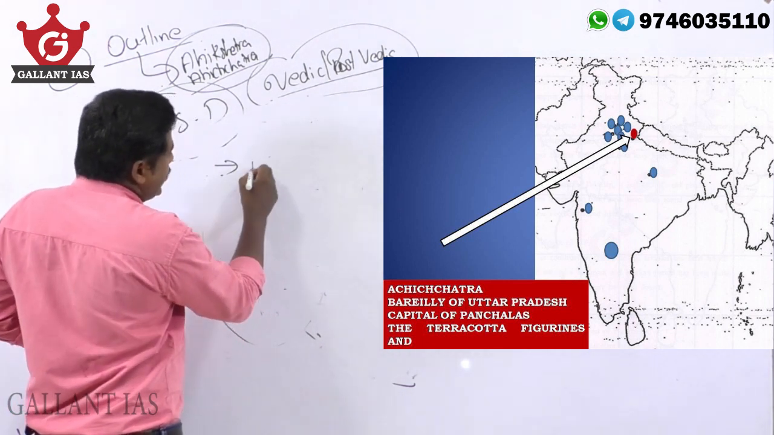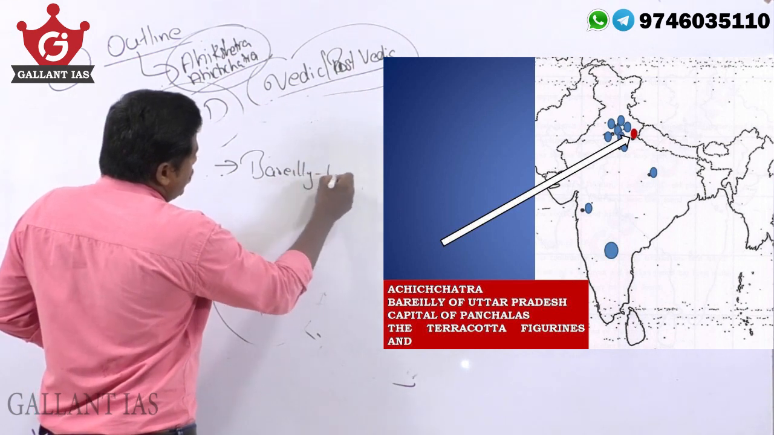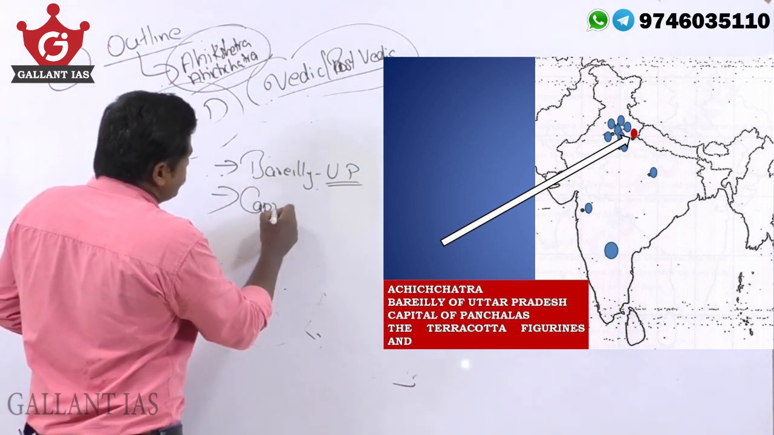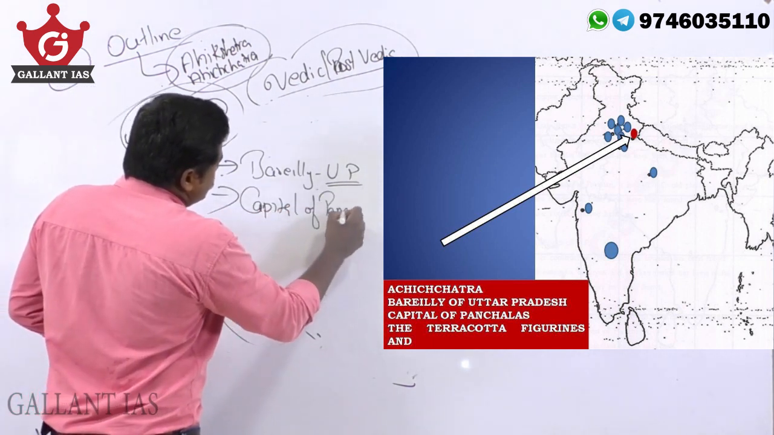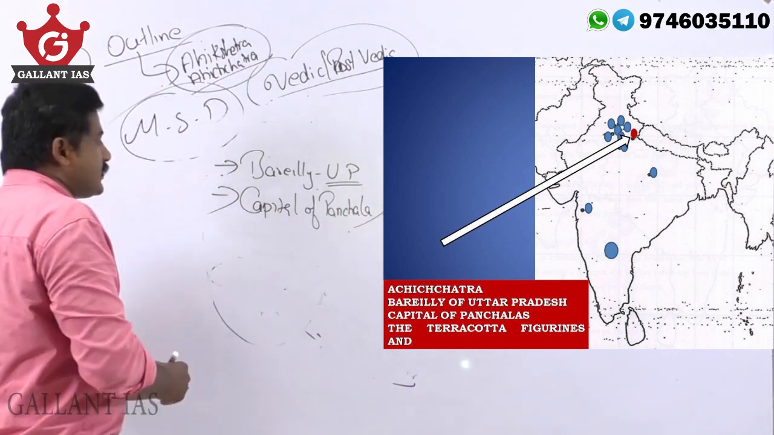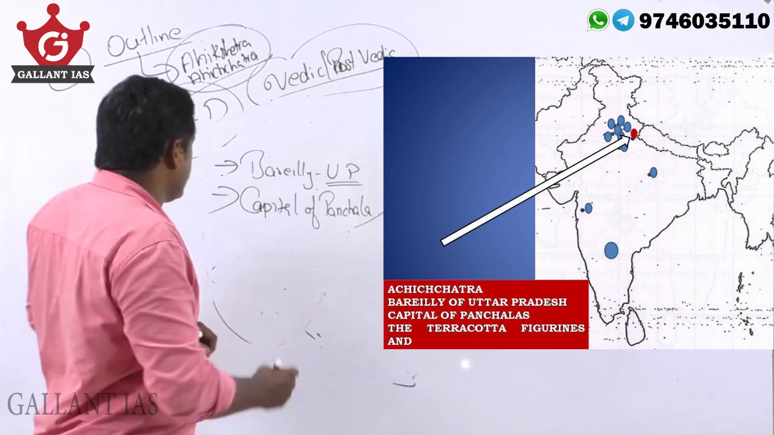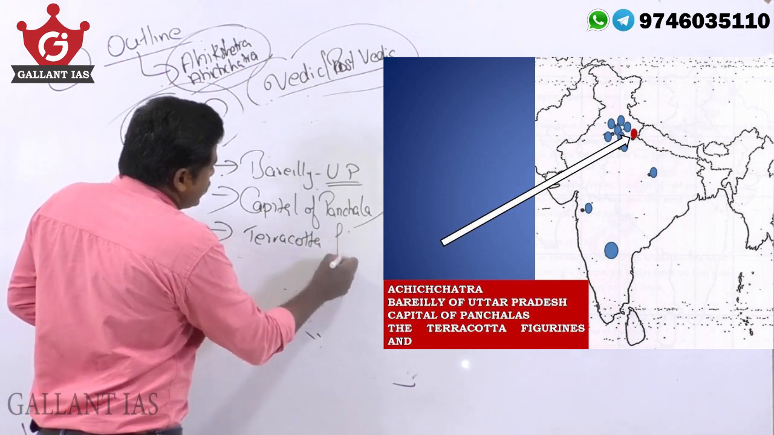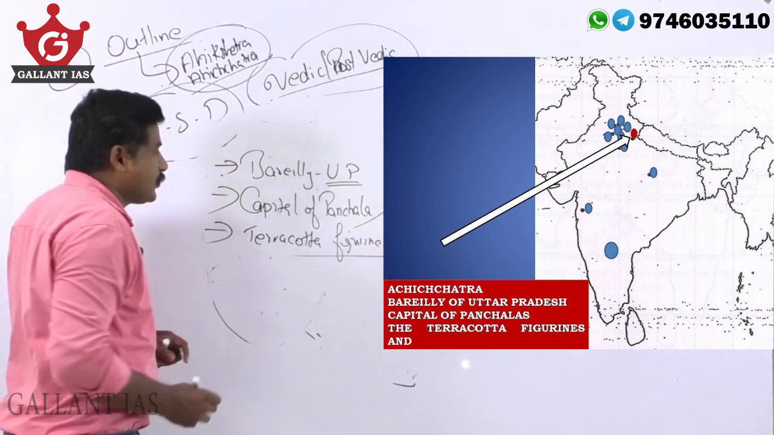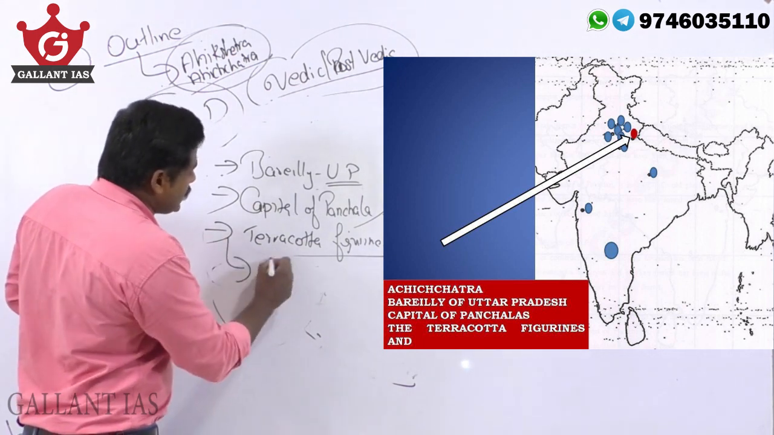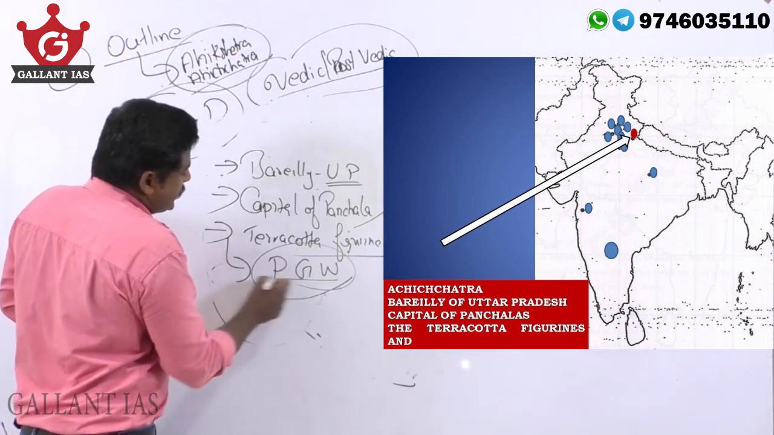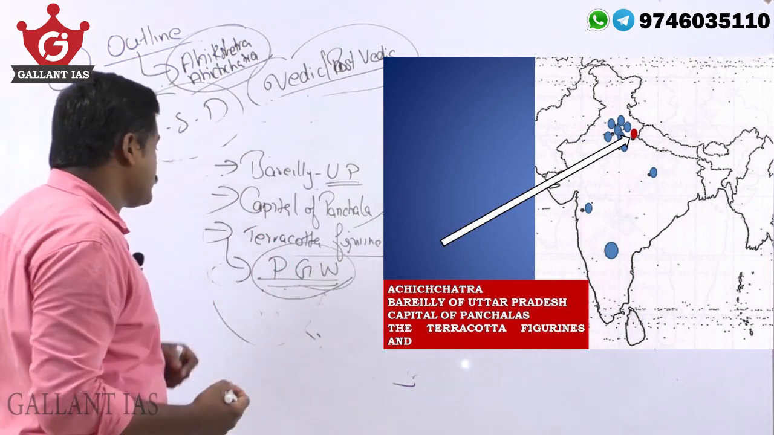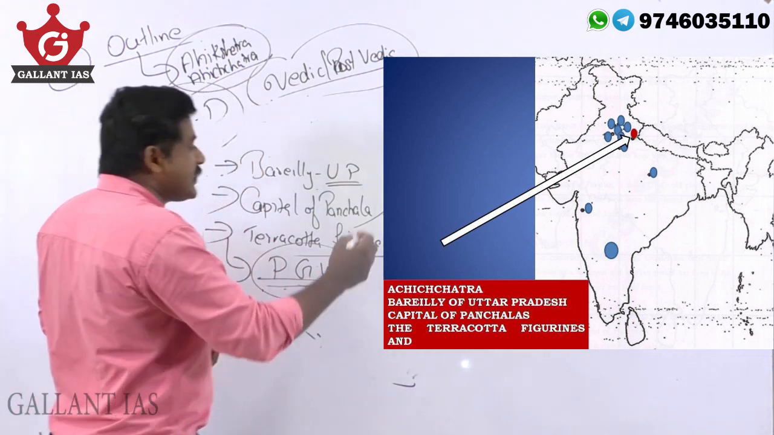This is in Bareilly of the Indian state Uttar Pradesh. It was the capital of the Panchala state, which was discussed in the Mahabharata. Then it is known for many terracotta figurines being identified from this particular site, and also painted grey ware, post-Vedic pottery. Painted grey ware pottery is identified from this particular site.